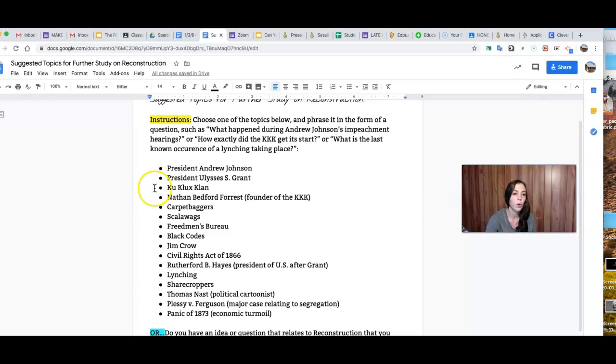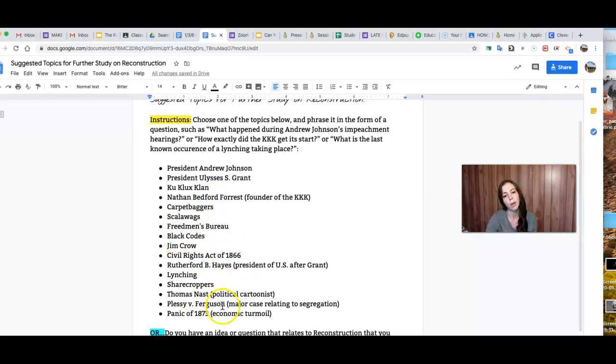Or you could ask a question about the Ku Klux Klan and say, how exactly did the Ku Klux Klan get its start, and when was the height of its membership? Or how did the KKK work to terrorize African Americans throughout the South to prevent them from exercising their rights with the 13th, 14th, and 15th Amendment? It's really up to you. You choose something that is of interest to you.